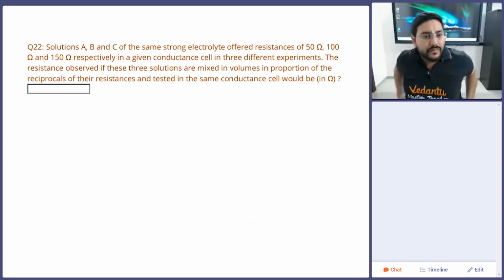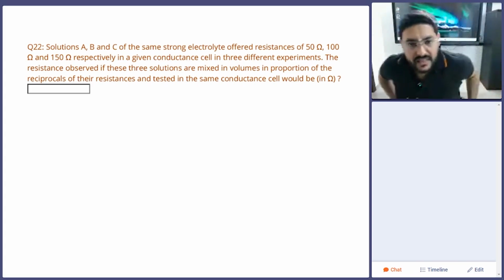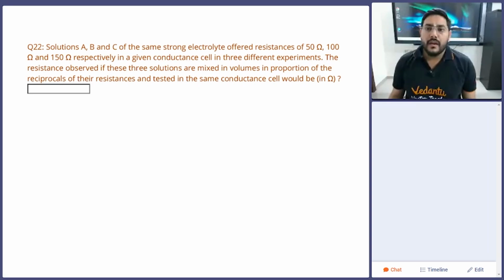Solutions A, B, C of the same strong electrolyte offered resistance of 50 ohm, 100 ohm, 150 ohm respectively in the given conductance cell in 3 different experiments. The resistance observed if these 3 solutions are mixed in volume in proportion of the reciprocal of their resistance and tested in the same conductance cell would be. So they are asking the resistance when they are mixed together. Let's figure it out.